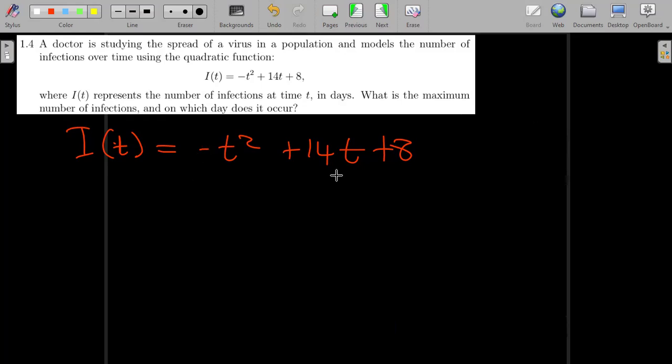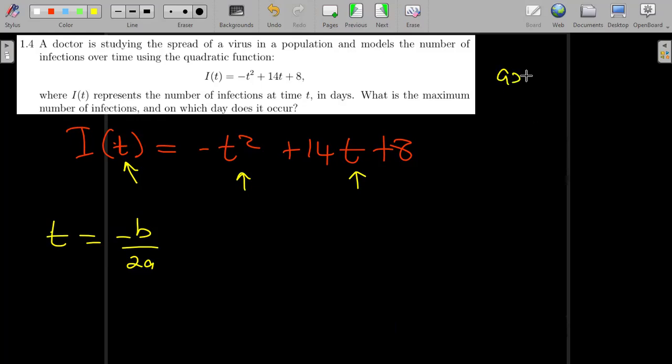Okay, so if you want, you can use the completing the square method to find the turning point, or you can simply use the formula. First, you find the x coordinate of the turning point. But in this case, since this quadratic equation has been given in t, we are going to say t is equal to minus b over 2a. Remember, this is the x coordinate of a turning point.